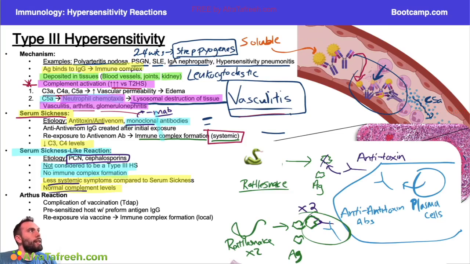All right, the last one on here is going to be the Arthus reaction, and this is probably the least high yield of the ones above, but it is something that comes up occasionally, very classic as a complication of the Tdap vaccine. And this is essentially talking about a more local immune complex formation. So remember, with serum sickness, this is everywhere. This is in the blood. We gave that antitoxin, right, systemically into the bloodstream. Whereas with an Arthus reaction, you're injecting usually in one area, and so you have a local reaction just in that area where you have immune complex formation.